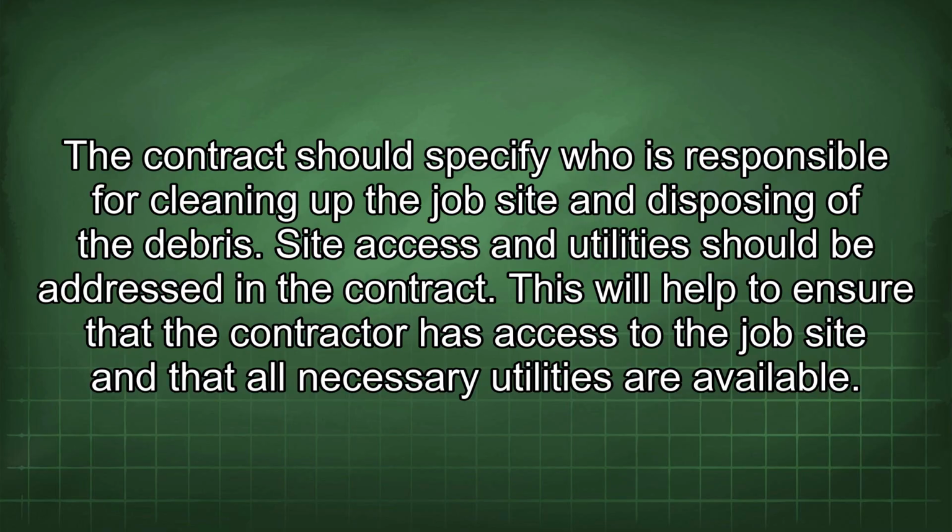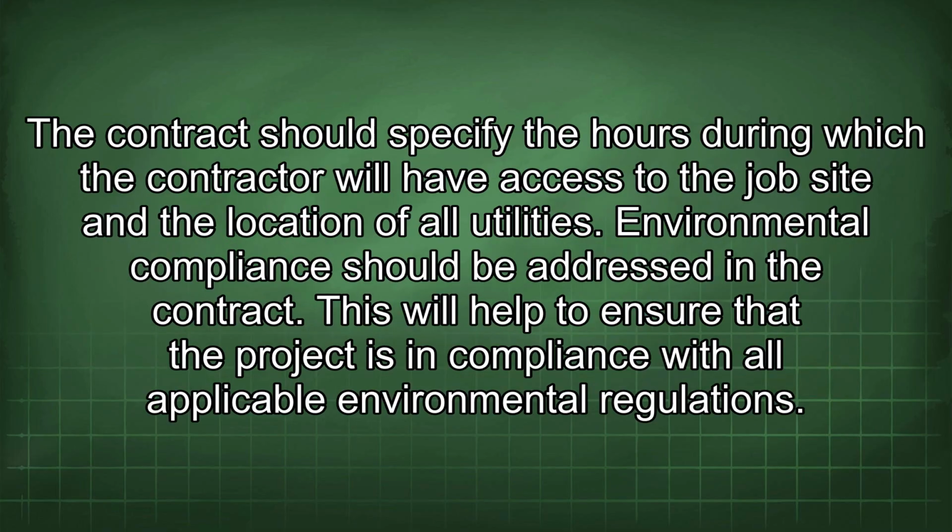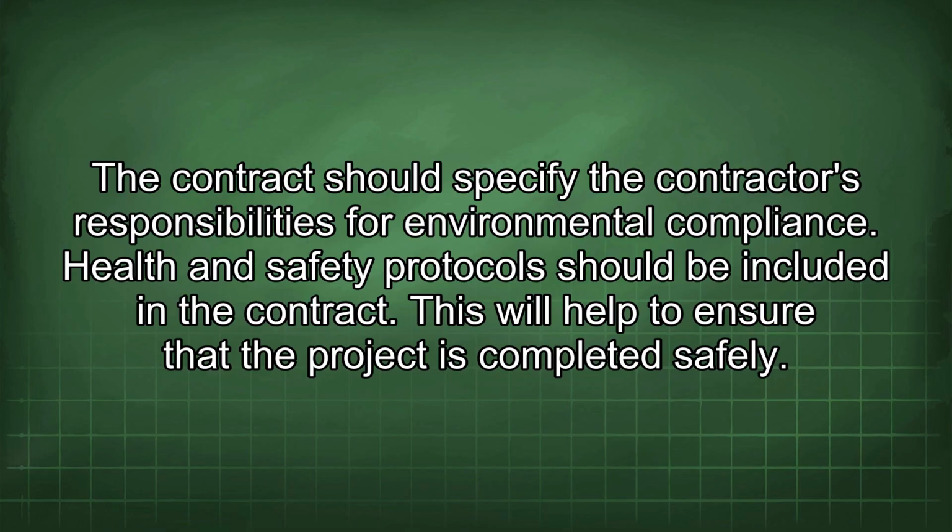Site access and utilities should be addressed in the contract. This will help to ensure that the contractor has access to the job site and that all necessary utilities are available. The contract should specify the hours during which the contractor will have access to the job site and the location of all utilities. Environmental compliance should be addressed in the contract. This will help to ensure that the project is in compliance with all applicable environmental regulations. The contract should specify the contractor's responsibilities for environmental compliance.